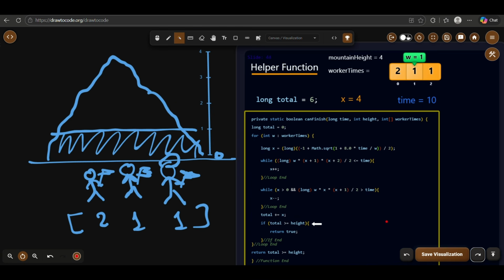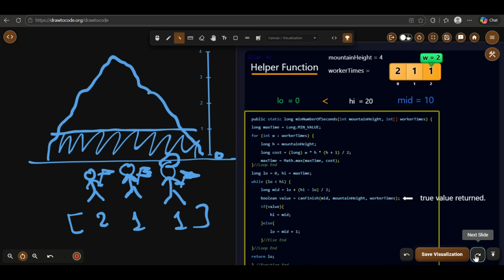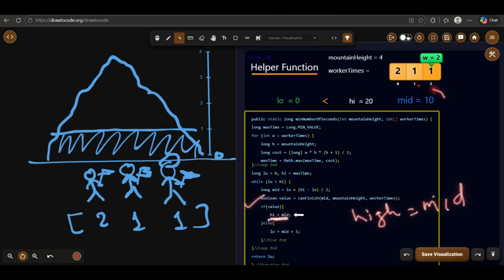So now the height is already satisfied. Height is 4 but the chopped height is 6. So it is true that we have chopped the mountain to 0. We will return true. Is the value true? Yes, true. Then we will assign high as mid. The mid value was 10, so we will set high as mid. So high is 10 and low is 0. Now we will find the minimum time between this low and high.